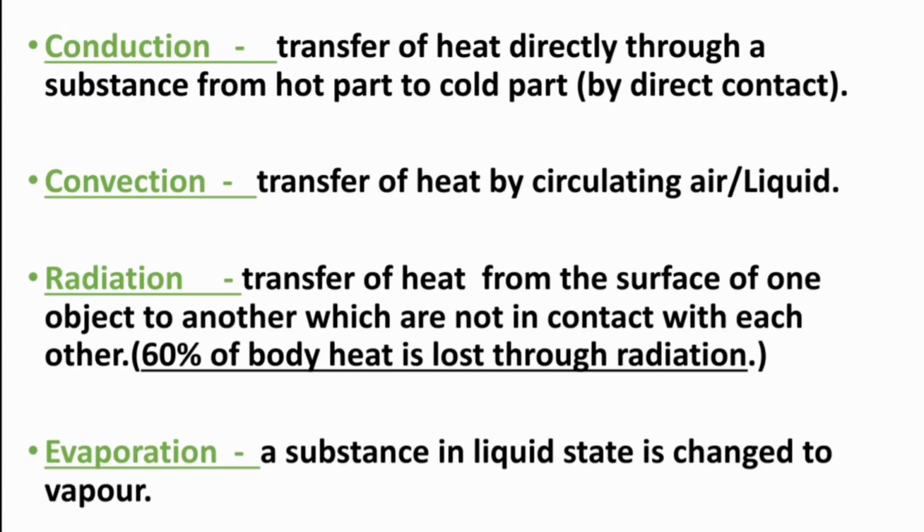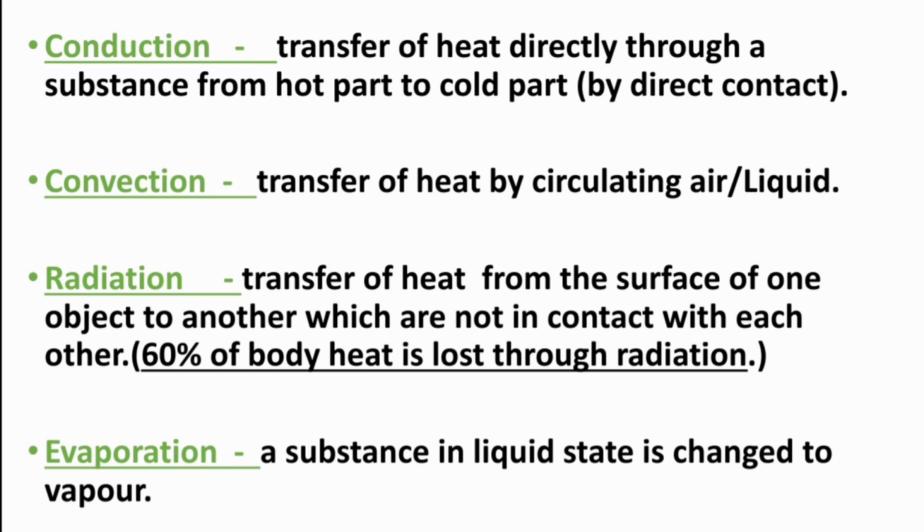Next is conduction. Transfer of heat directly through a substance from hot part to cold part by direct contact. It's known as conduction. Next is convection. Transfer of heat by circulating air or liquid. Next is radiation. Transfer of heat from the surface of one object to another which are not in contact with each other. 60% of body heat is lost through radiation.